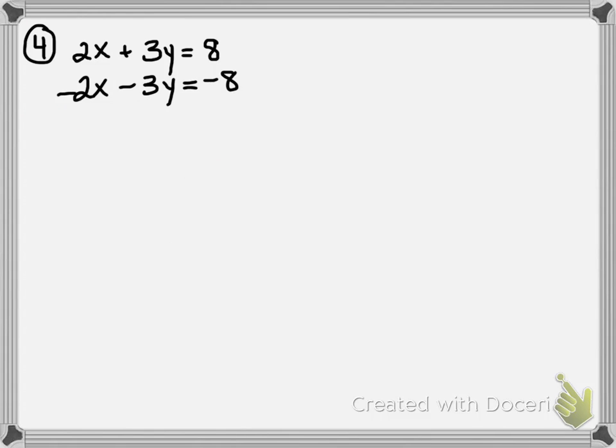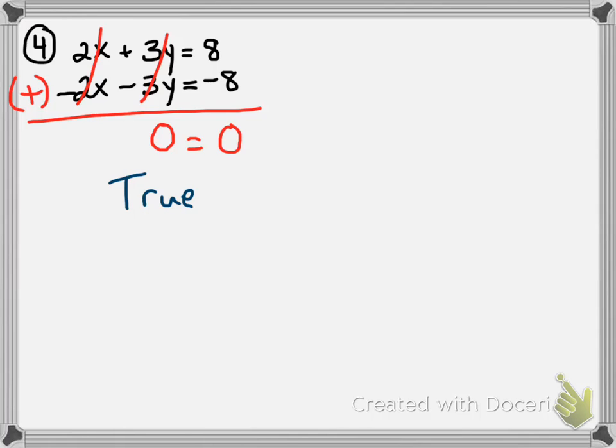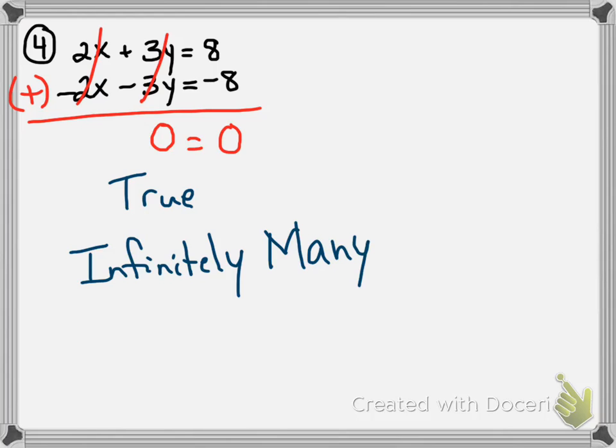Okay? Alright, now if we look at the fourth example, we're going to add these two together. That'll get the x canceled out. It also cancels out the y. And when we do 8 plus negative 8, we end up getting 0. So we end up with 0 is equal to 0. That is going to be a true statement. And since it gives us a true statement, it is infinitely many solutions.